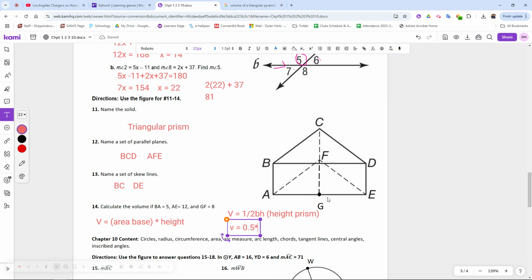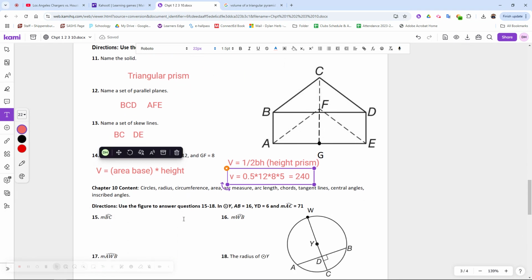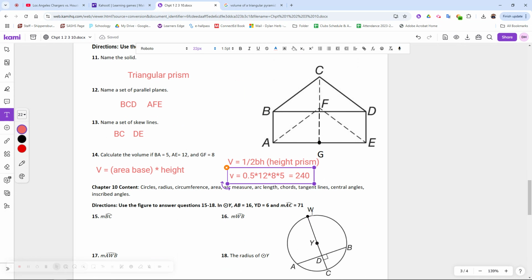The base of the triangle would be AE. AE is 12. Times the height of the triangle, which is the height of this. So that's GF, which is 8. And then times the height of the prism, which is BA, which is 5. So multiplying all those together, we get what? 240, I believe. Yeah, so that's 240. So we go now on to circles.